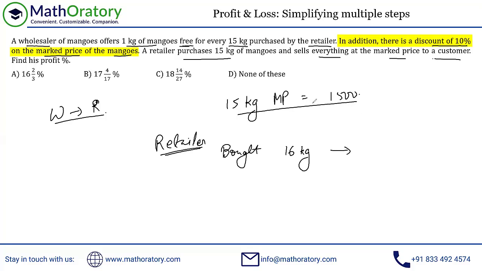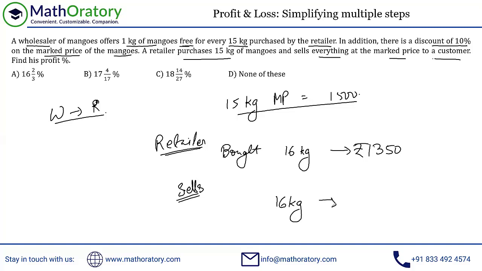Because this is a marked price of 15 kg, he gets 1 kg free, and additionally he gets a 10% discount on this price. So that is 1350. This is his cost price of 16 kg of mangoes. Now he sells everything, by the way. So when he sells everything, he has purchased a total of 16 kg, rightly. So when he's selling, he is selling 16 kilo.